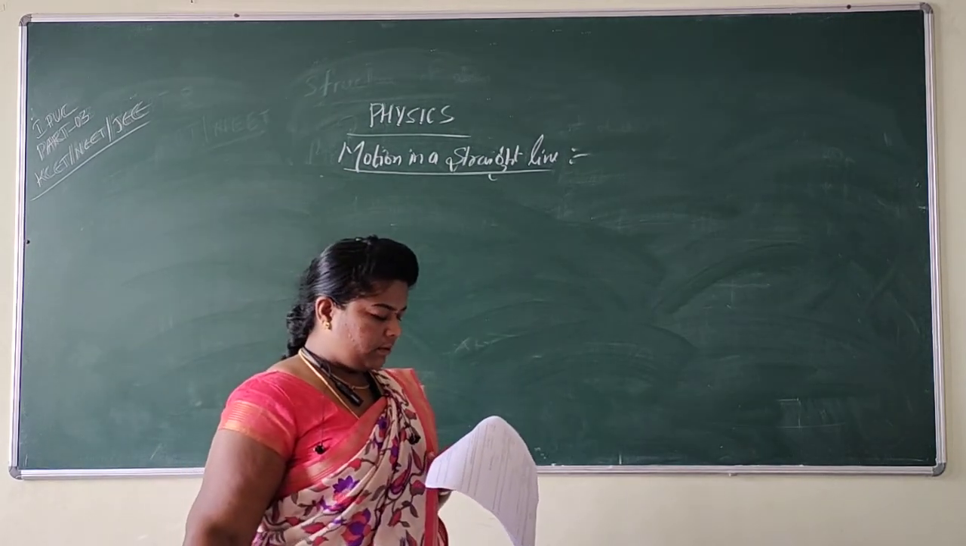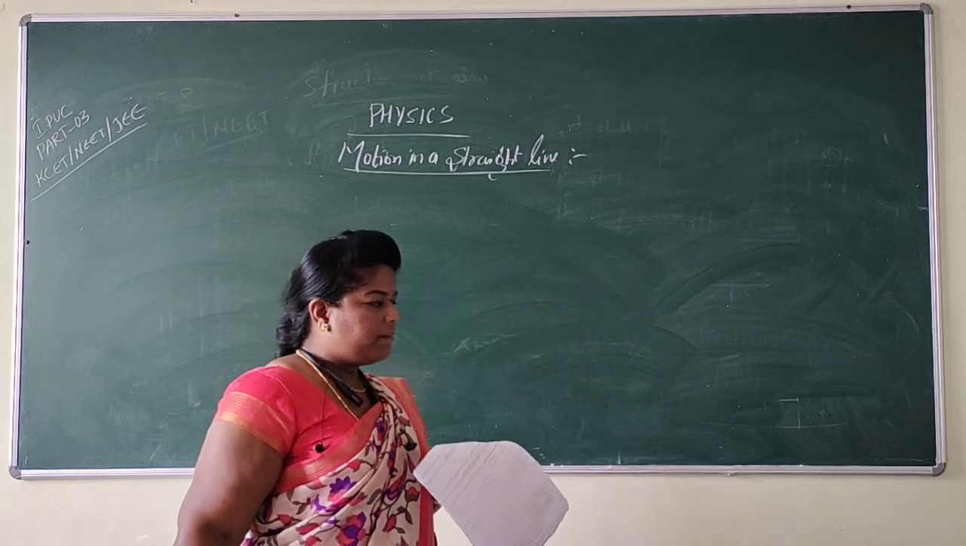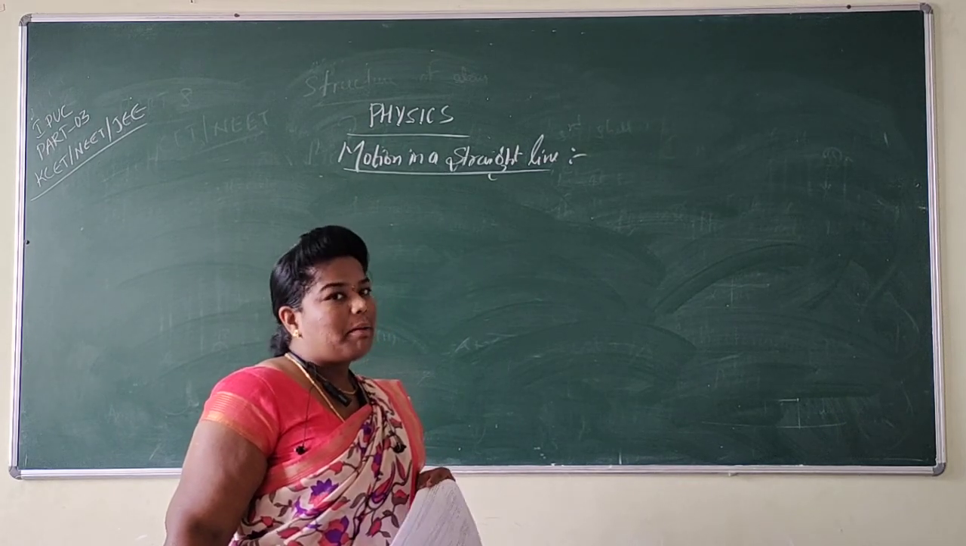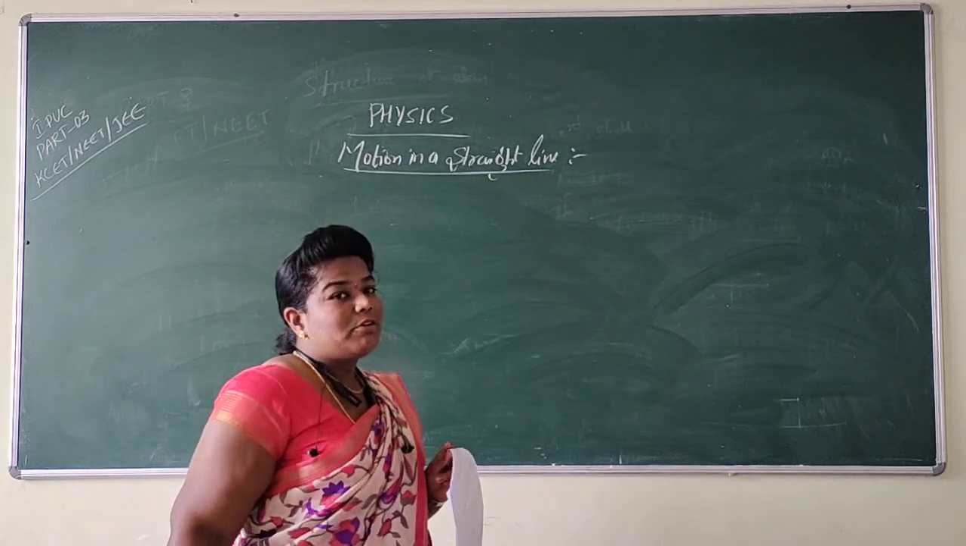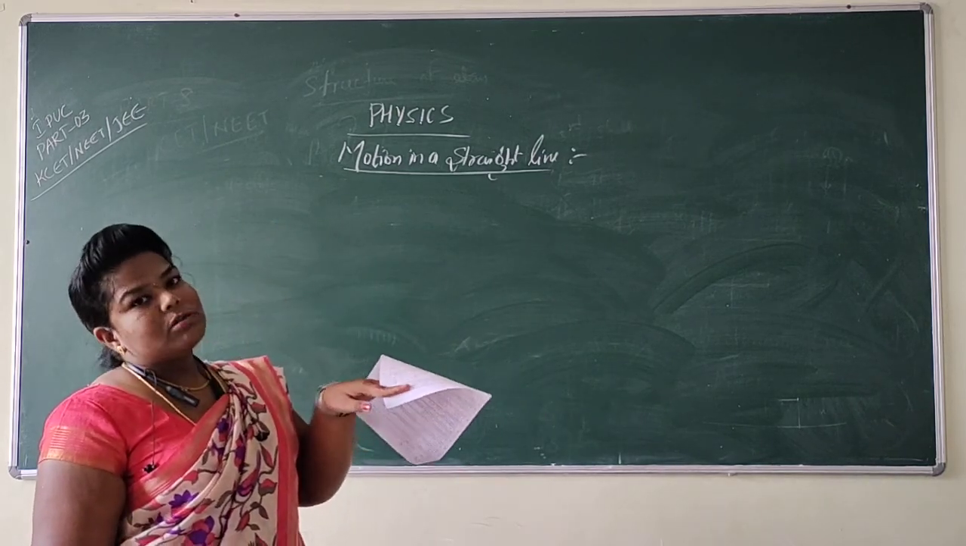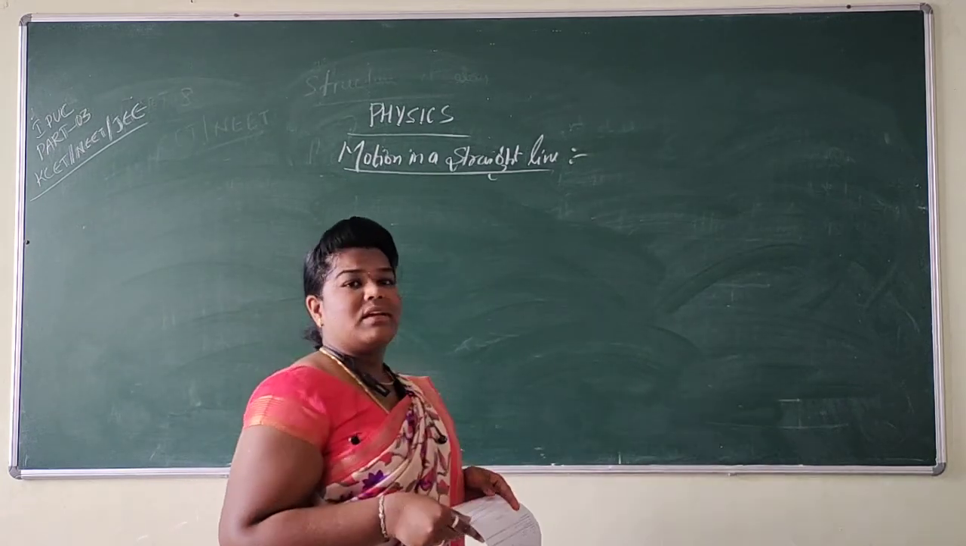square root of 2g by h. But please be careful, this option 4 is also wrong. Why? Because t is equal to square root of 2h by g is the right answer. But here they gave 2g by h. Then how to calculate this? What's the reason? How to calculate?